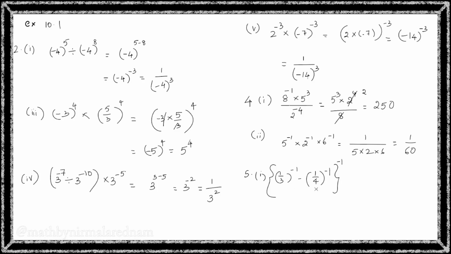Now I have a minus b form. There's no law for that. You have to first simplify inside the bracket and then we'll look at whatever is outside the bracket. So this is nothing but 3 minus 4. Correct? So whatever I have inside the bracket is 3 minus 4. This is nothing but 1 by 3 minus 4, which is minus 1, power minus 1. So the answer is minus 1.